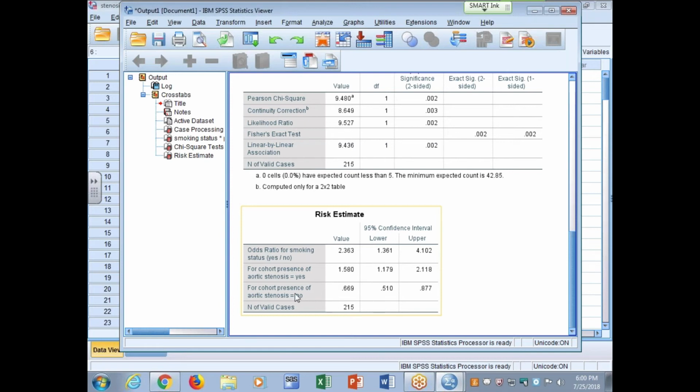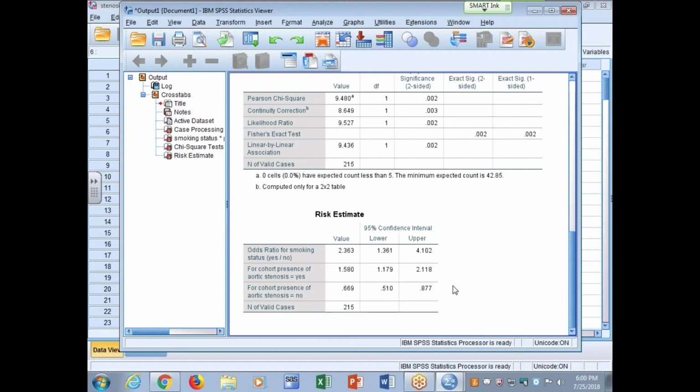And if you don't like that, you can always go to this for cohort presence of aortic stenosis. That's really the relative risk, which I had said was about 1.4. My estimate was that good, 1.58. And again, here for the relative risk, you can see that it excludes 1. So we know it's not 1. So we can reject the null hypothesis, at least with that level of certainty.